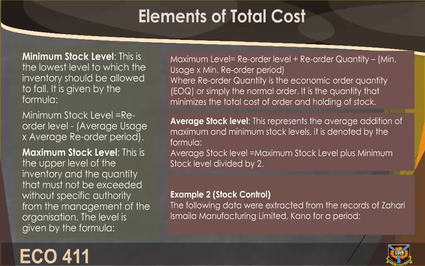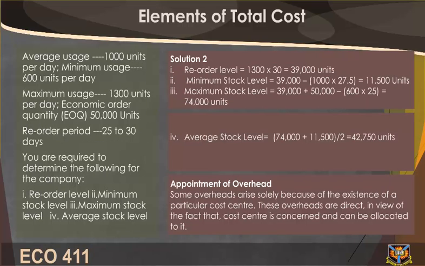Example 2. Stock control. The following data were extracted from the records of Zahari Ismaila Manufacturing Limited, Kano, for a period. You are required to determine the following for the company. 1. Reorder level. 2. Minimum stock level. 3. Maximum stock level. 4. Average stock level. The solution is shown below.